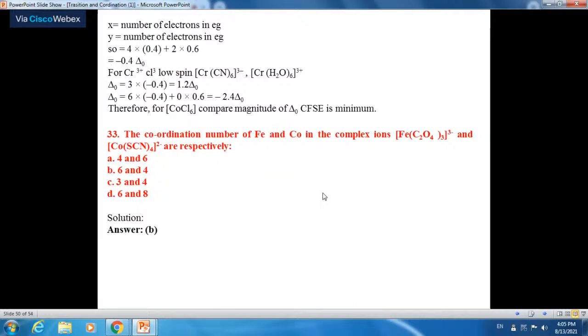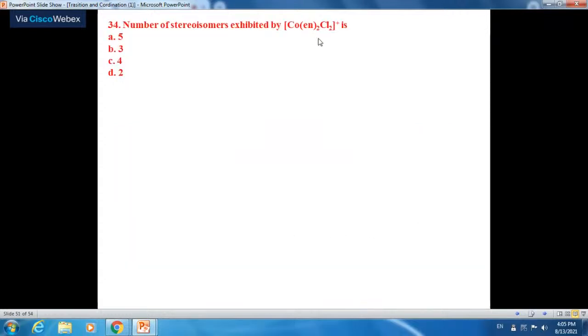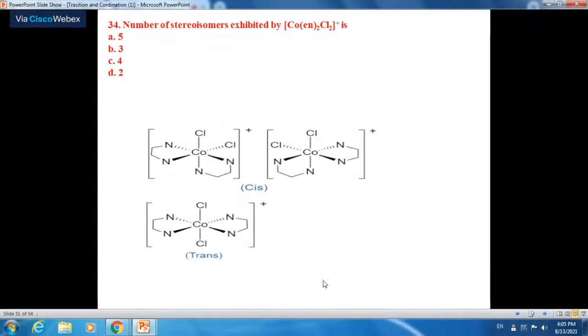Okay. The coordination number of iron and cobalt in the complex here, the answer is 6 and 4. You can see the answer here. Next, the number of isomers exhibited by the compound. It is a bidentate ligand. You can see here cis and trans, that is 1, 2, and 3. So the answer is B.